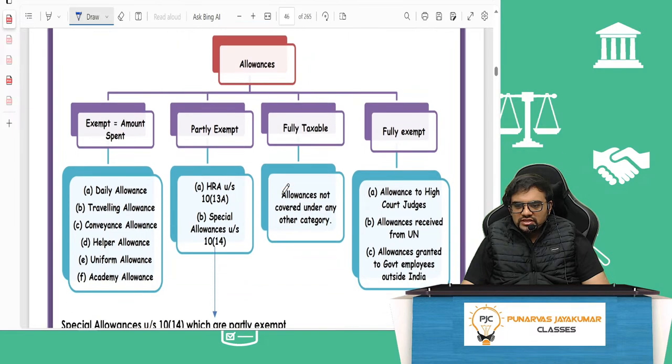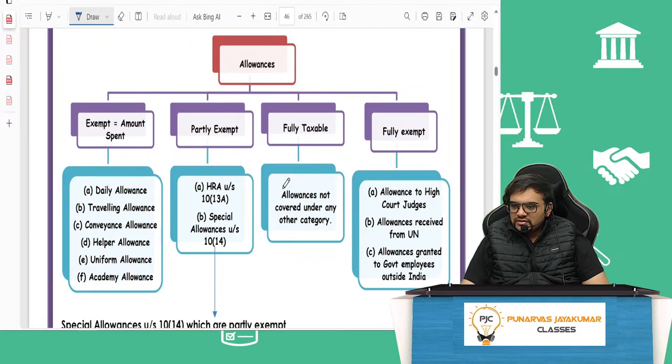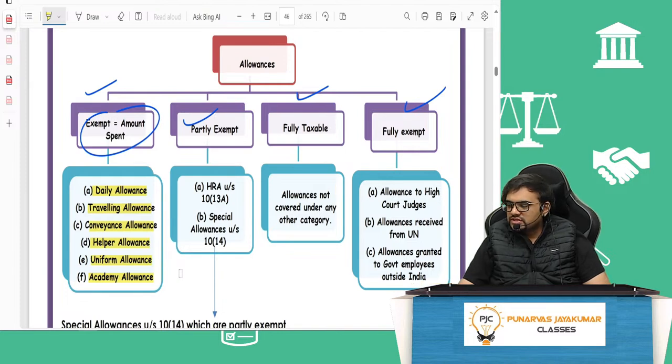So, allowances, we have many types. One is fully exempt allowances. Then, fully taxable allowances. Then, partly exempt allowances, where exemption is equal to the amount that you have spent. Some of the exemptions will be only to the extent of the amount you have spent: daily allowance, traveling allowance, conveyance allowance, helper allowance, uniform allowance, academy allowance. For all these you get exemption to the amount that you have spent. If they have given you 200 rupees, you have spent 200 rupees, it is fully exempt.